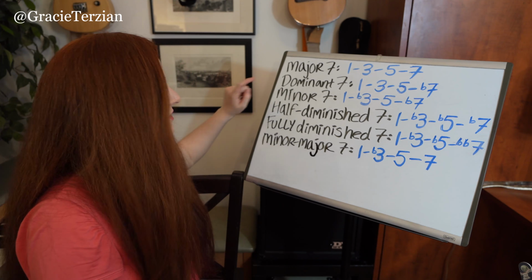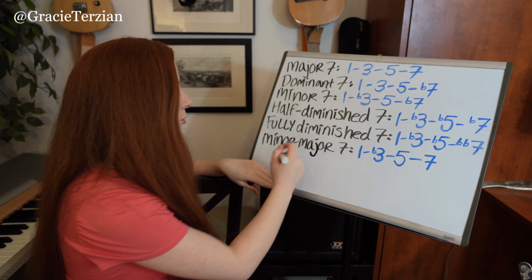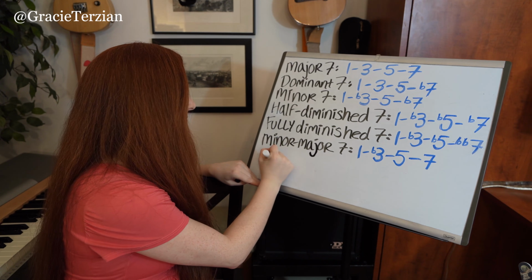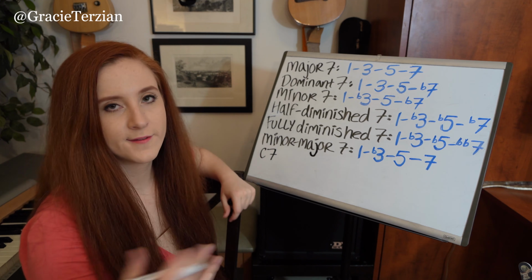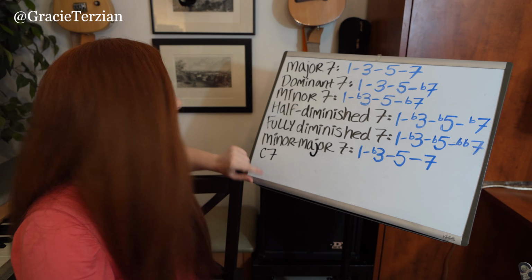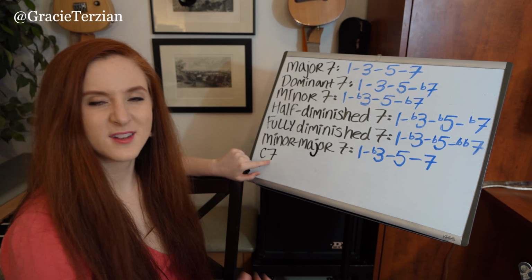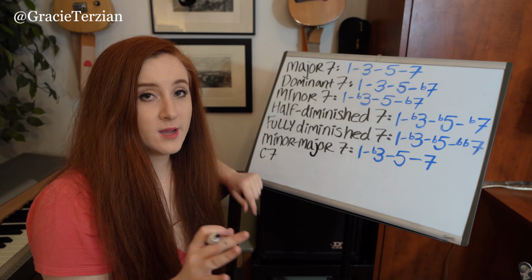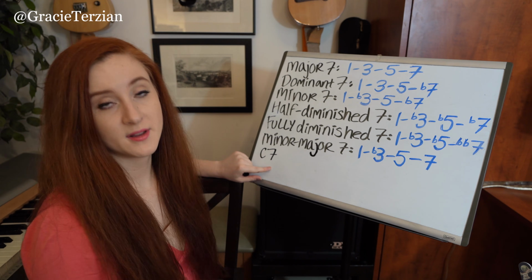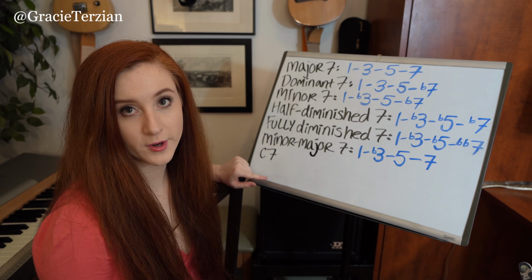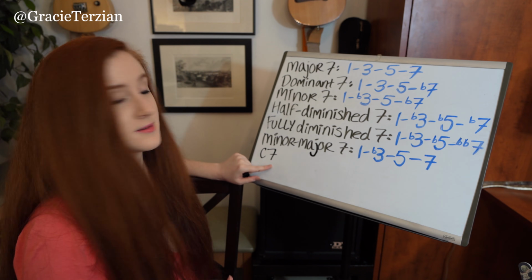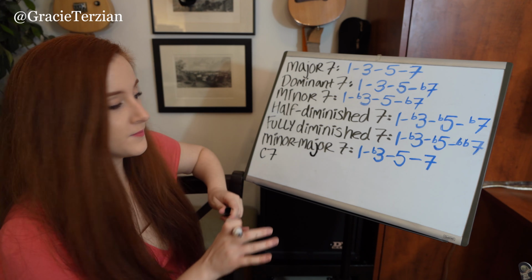Cool. Now let's move on to the dominant 7 chord. If you've ever seen a chord named like C7, or G7, or F7, or F sharp 7, any note name and then just the number 7, the real name for this chord is actually C dominant 7, but we just call it C7 for short, okay? So C7 is the same thing as C dominant 7.